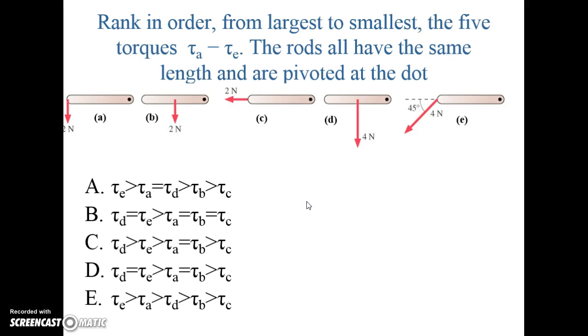So here we want to rank in order from largest to smallest the 5 torques. The rods all have the same length and are pivoted at the dot. So here you've got one at the middle, you've got a smaller one at the middle, you've got a smaller one here at the end. The C is not going to do anything at all because that's not going to pull. And then I've got 4 at the end, and it's pulling at an angle of 45 degrees. So I'd have sine of 45, about 0.7, times 4, which is going to be probably bigger. And this would be the same as a 2 at the end. So E is going to be the biggest. And then A and D will be equal. And then B is going to be next and C is going to be last. So A here would be the correct answer.